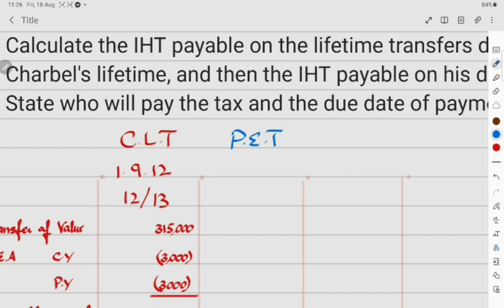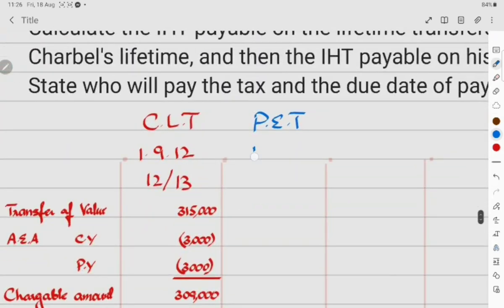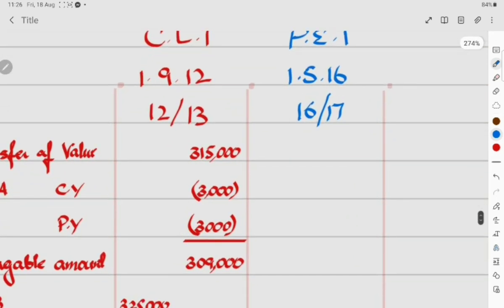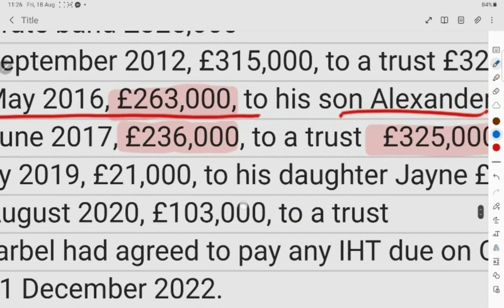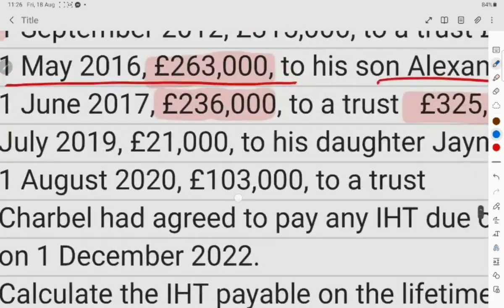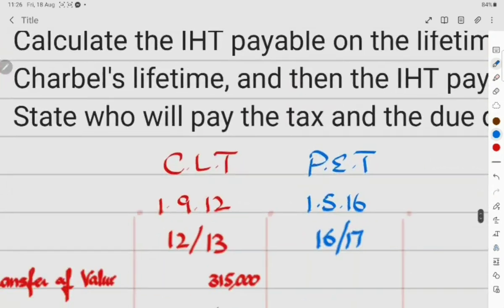The date of gift is 1st May 2016. So first we have to consider the tax year, which is 16-17. Again we have to mention the transfer of value. Transfer of value is given to us as 2,63,000. This one, the gift, 2,63,000.